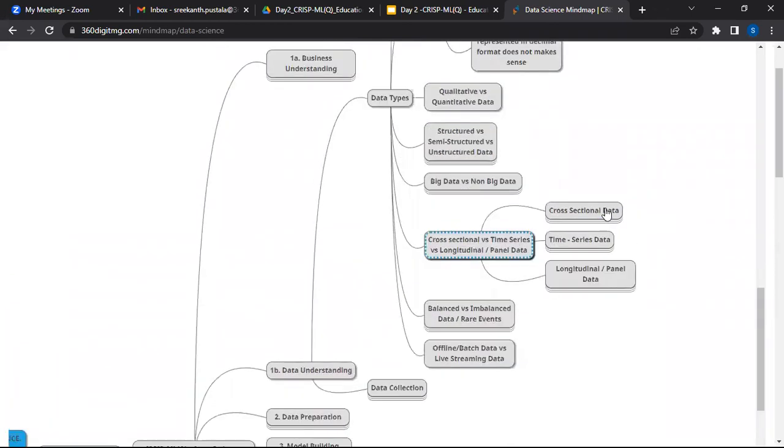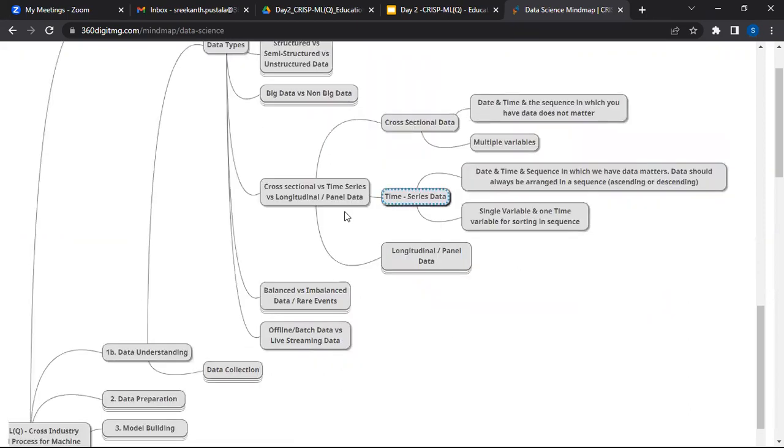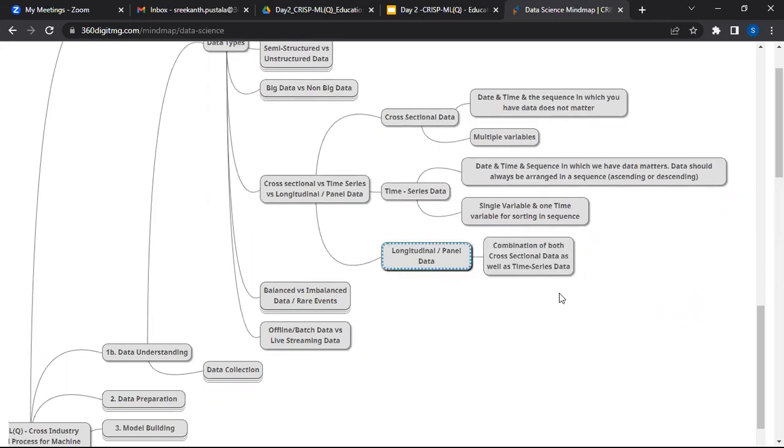Cross-sectional data. Cross-sectional data that we have here means the date and time and the sequence in which you have data do not matter. So we have multiple variables here. In time series data, the date and time and the sequence in which we have data matter. So data should always be arranged in a sequence. We have a single variable and one time variable for sorting in sequence. Longitudinal data or panel data is a combination of both cross-sectional data as well as time series data.